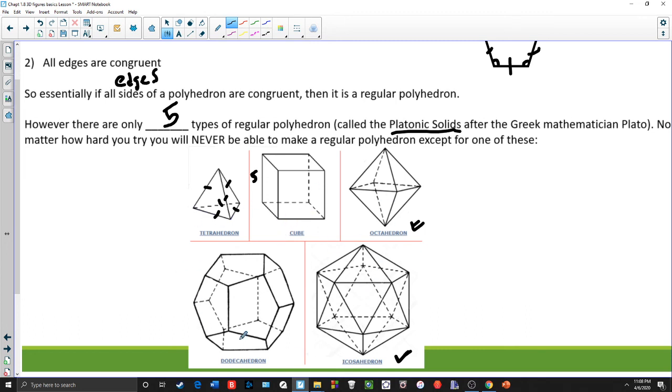But these are the only types of regular polyhedron there are. And again, they're specially named Platonic solids just because they're that important in higher level geometries. So you cannot have a 21-sided regular polyhedron. If you have 21 sides to your polyhedron, it cannot be a regular polyhedron because the icosahedron is the biggest it goes to.